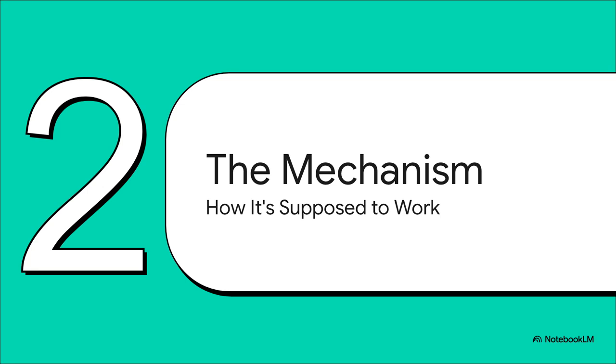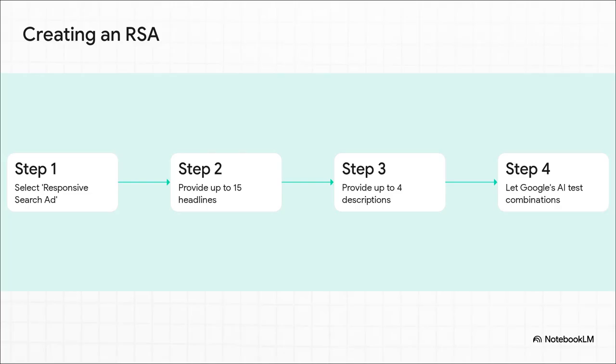Now, on the surface, the whole process looks almost deceptively simple, and that's by design, right? It's supposed to be super user-friendly, hiding all of this incredibly powerful AI that's working just under the hood. So let's see how it's actually supposed to work. It's really just a few simple steps. You choose the ad type, you type in your headlines and descriptions, and then you just step back. That last step is where all the supposed magic happens. Google's AI is meant to take the reins, testing and learning, and figuring out what really resonates with people.